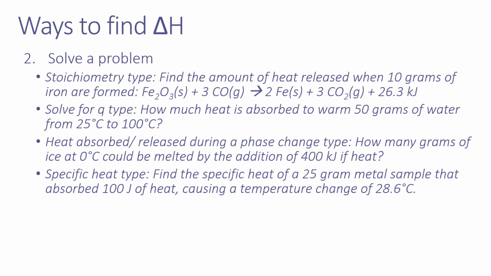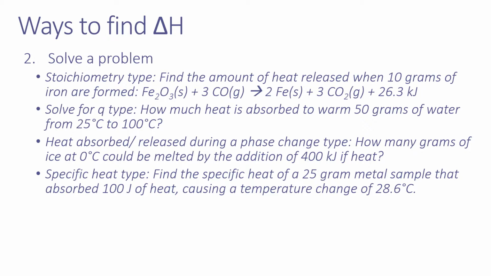Another way is to solve a problem. So this could be like a stoichiometry problem where you're given a chemical equation that includes heat. So find the amount of heat released when 10 grams of iron are formed. You could also see the solve for Q type. So how much heat is absorbed to warm 50 grams of water from 25 degrees Celsius to 100 degrees Celsius.